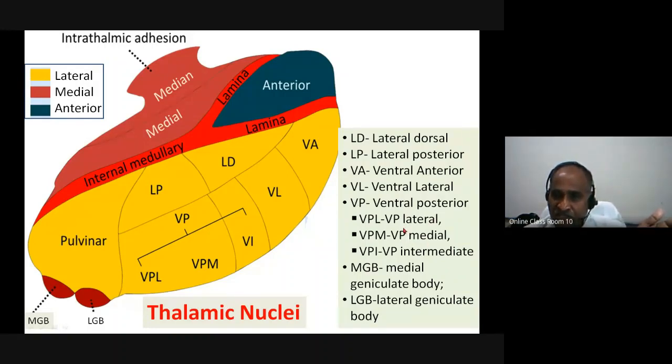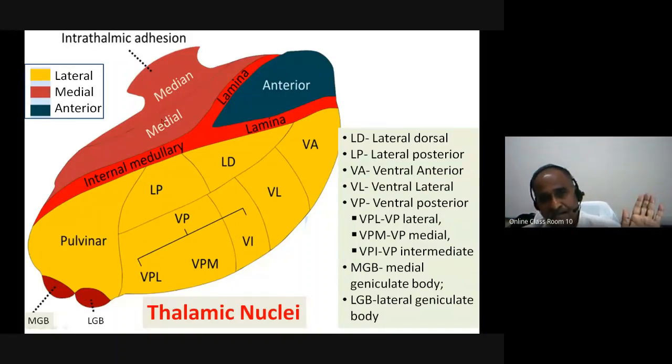The ventral posterior is divided into 3 nuclei. Ventral posterior lateral is where the medial lemniscal bundles are related. Ventral posterior medial is where the trigeminal bundle or trigeminal area and the gustatory area come up. And then the ventral intermediate. Then we have the medial geniculate body, and this is the lateral geniculate.